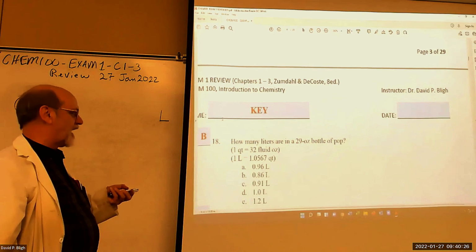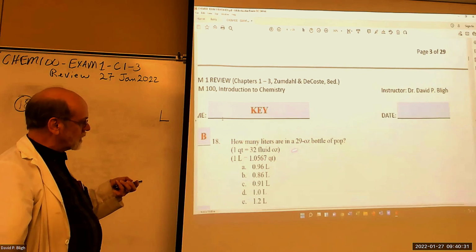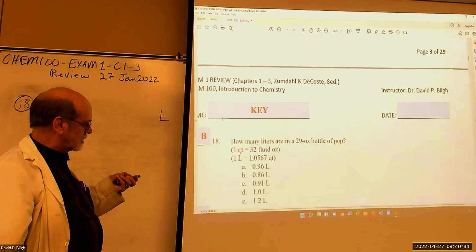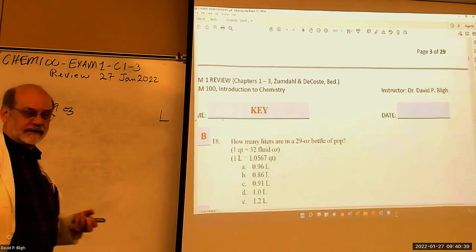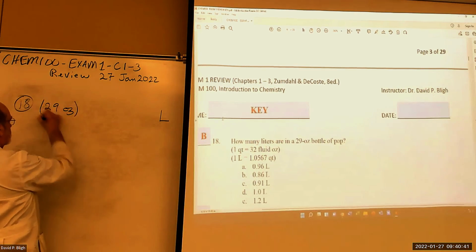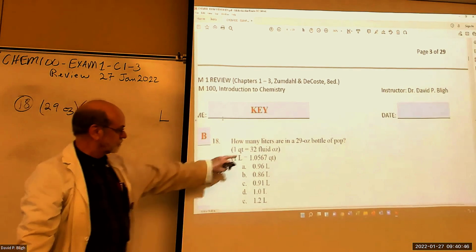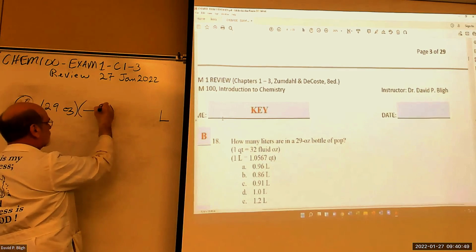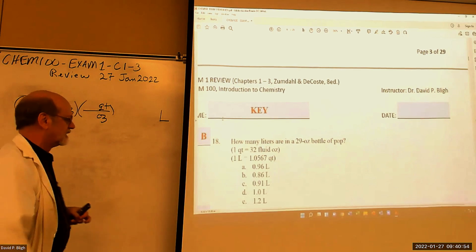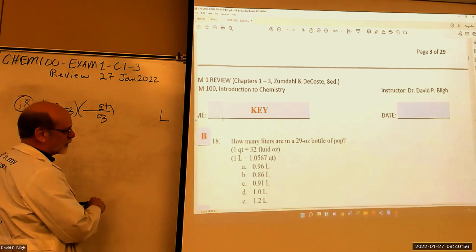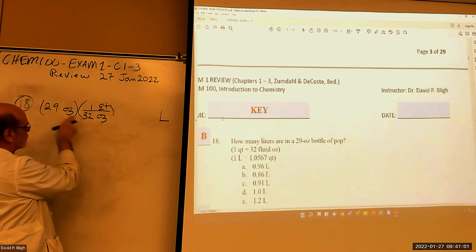So we need conversion factors. Well, here's a clue. You're given two conversion factors. We can go ounces to quarts, and then we can go quarts to liters. So that's a chained conversion. Just put them in the right order, get rid of ounces, and that leaves you with quarts. So we're still in what I think they call the imperial system, or the English system. So 32 ounces goes down here like that, and that cancels ounces.